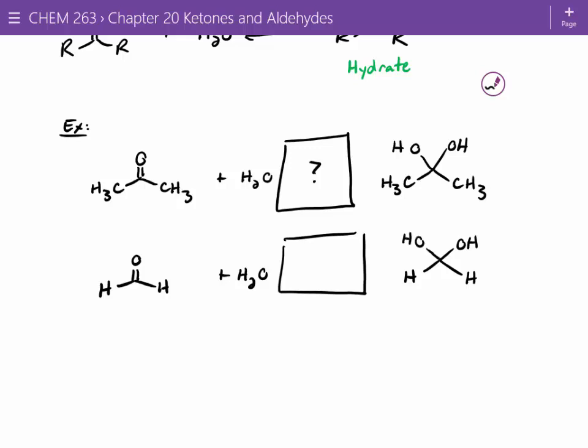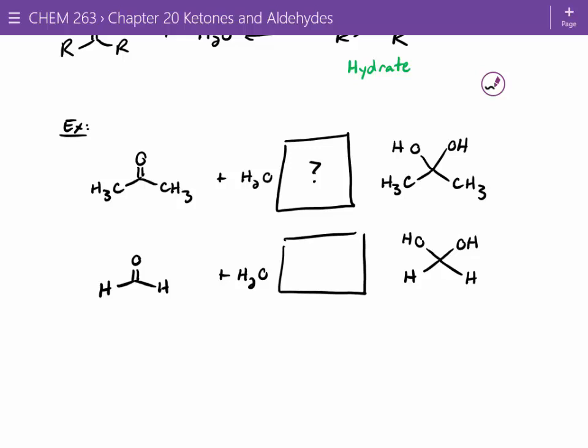Okay, so out of these two reactions, which one's going to favor the product more? The formaldehyde reaction, or the acetone reaction? How do you know? So this is an interesting question. What's more nucleophilic, water or water? Water. All right, what's more electrophilic, our acetone or our formaldehyde? Formaldehyde is much, much more reactive because we said aldehydes are more electrophilic, right?